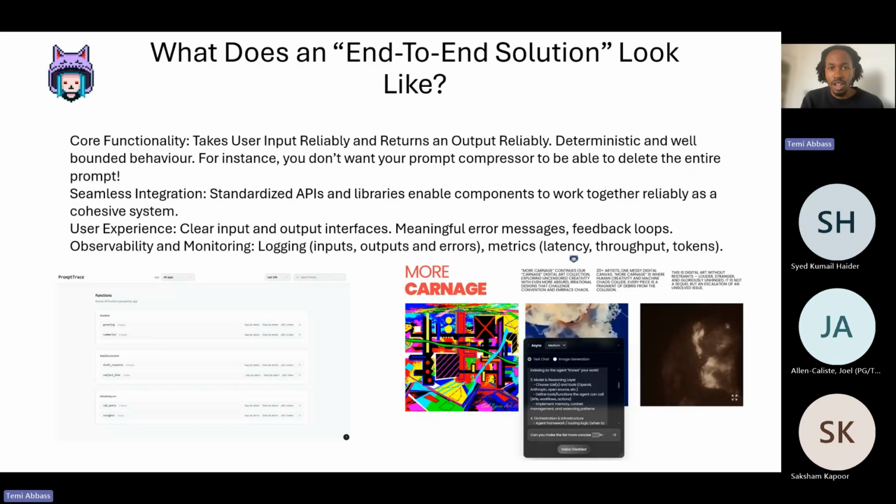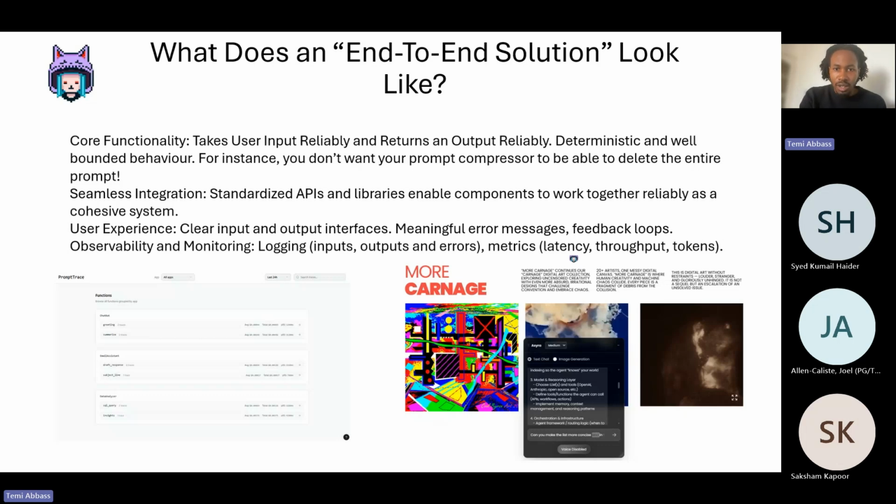Observability and monitoring is the last point that we'd consider important for an end-to-end solution. So things like logging inputs, outputs, errors, and metrics such as latency, throughput, and tokens. If you're keeping track of this in some structured way, then I'd say you have a good grasp of what an end-to-end solution should look like.